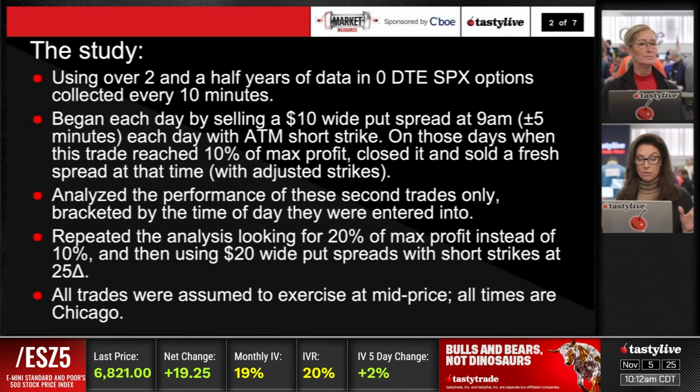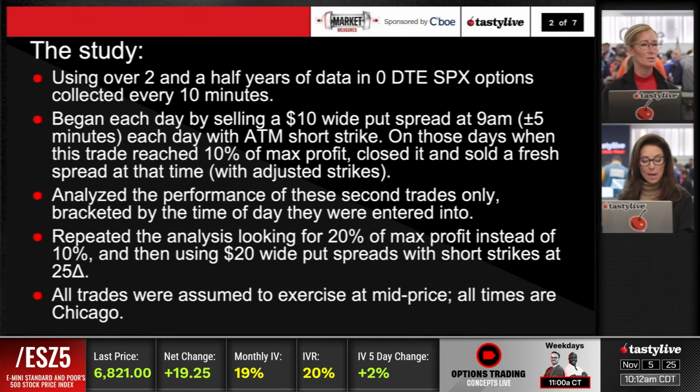All right, the study using 2.5 years of data in the 0 DTE SPX. We've done this over and over. It's always 2.5 years of data, and it's every 10 minutes because it's just coming in blocks, so it's okay. It's good data. Began each day selling a $10 wide put spread at 9 a.m. at the money short strike. On those days when this trade reached 10% of max profit, closed it, and then sold a fresh spread with adjusted strikes. That's what the study's looking at.